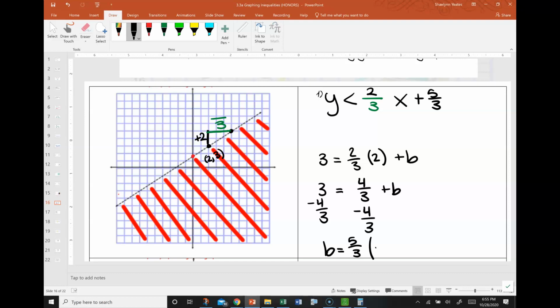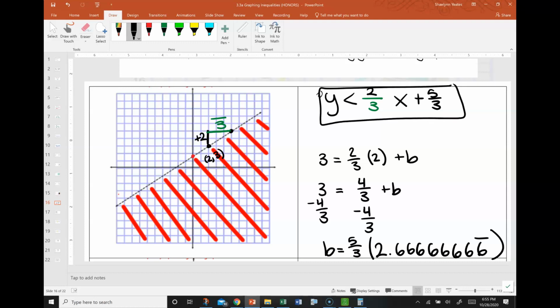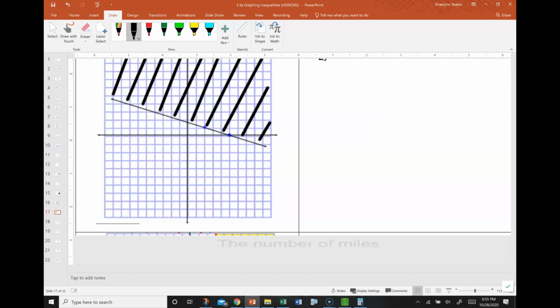By the way, 5/3 is the same thing as 2.666666666. It's forever. Okay. And that's why I don't write the decimal. So then this is our equation right here. Any questions here? Hopefully not. But if you do, you are more than welcome to ask me, in class preferably, or over email.